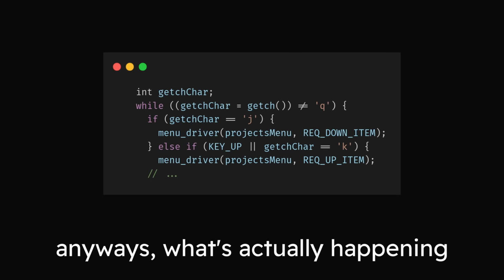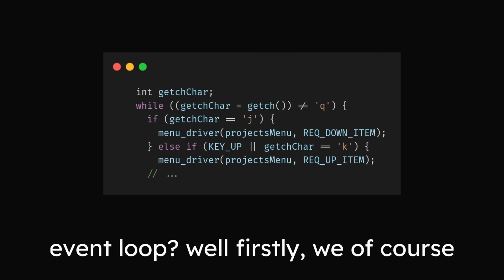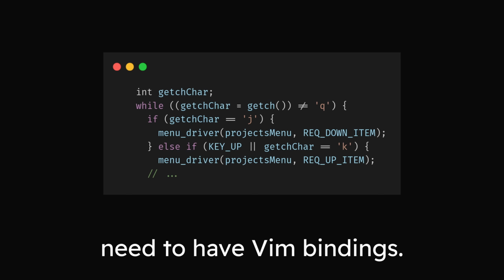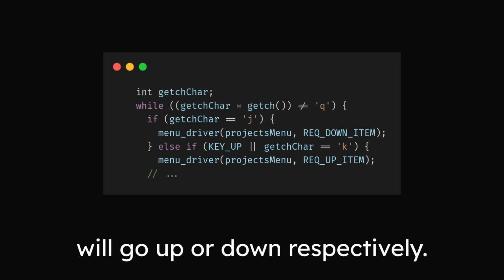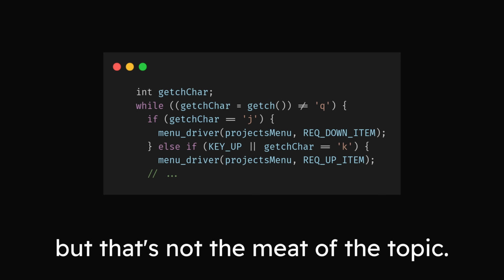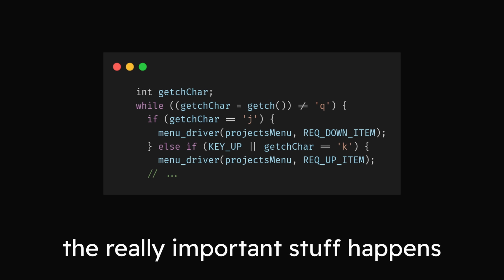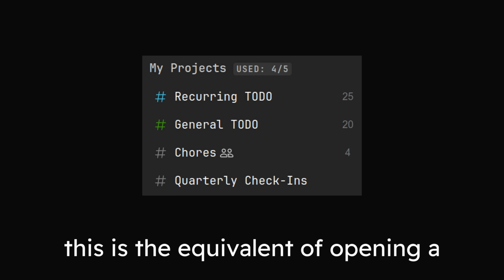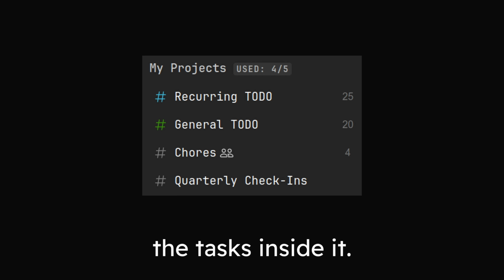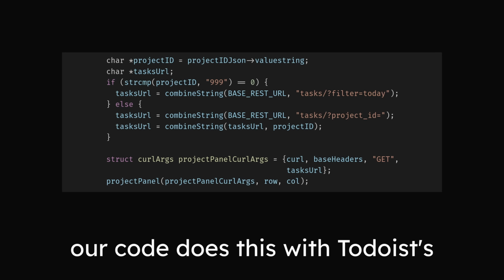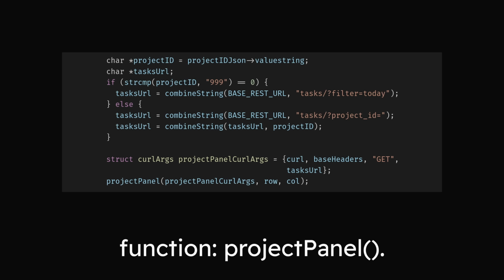Anyways, what's actually happening with this thing that I labeled as an event loop? Well, firstly, we of course need to have Vim bindings. If the user presses K or J, the menu will go up or down respectively, but that's not the meat of the topic. The really important stuff happens when the user presses L. This is the equivalent of opening a Todoist project and viewing the tasks inside it. Our code does this with the Todoist API and calls one really important function, project panel.